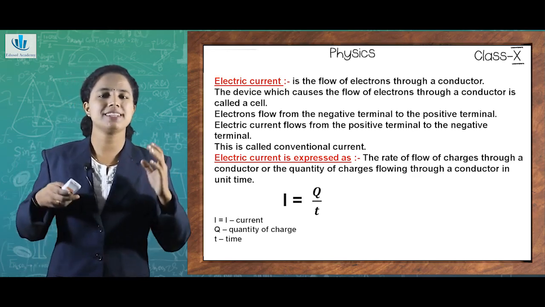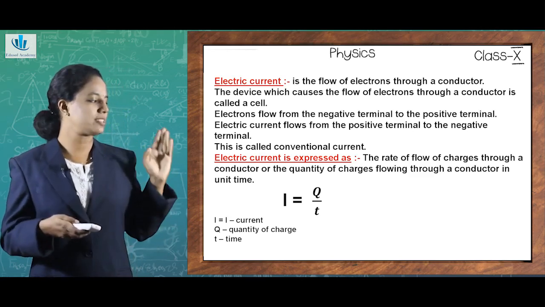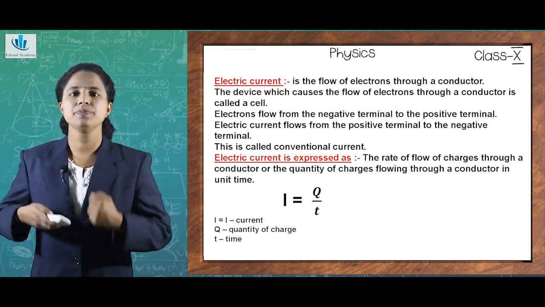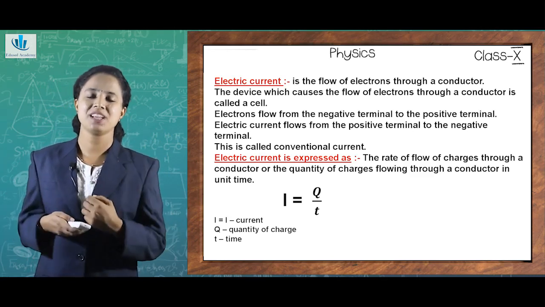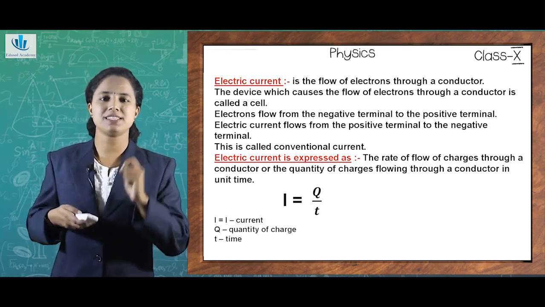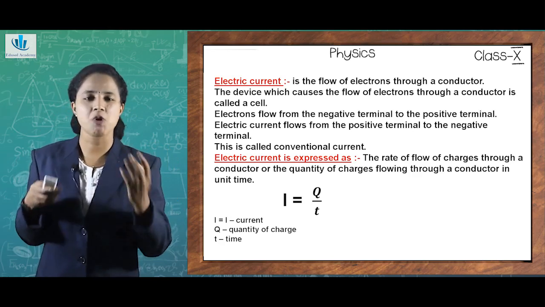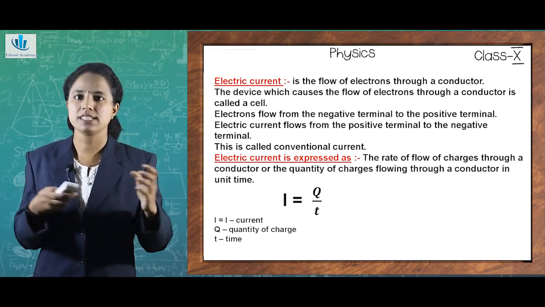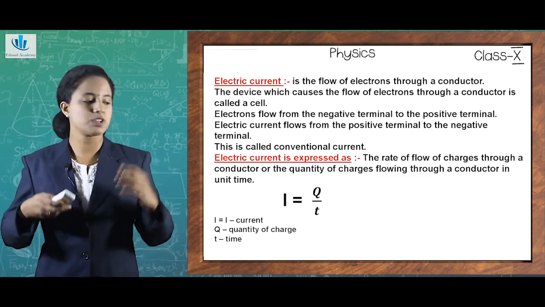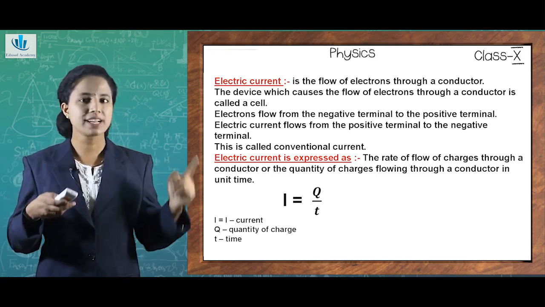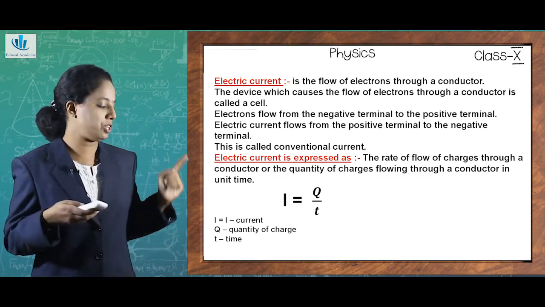So, the main equation that connects the electric current with the charge and the time taken is I equals Q by T, where Q represents the quantity of charge and T represents the time. So, electric current can be represented as the rate of flow of charges through a conductor. As we have already said, only the conductors will allow the flow of electrons, isn't it? So, electric current is the rate of flow of charges through a conductor, or the quantity of charges flowing through a conductor in unit time.